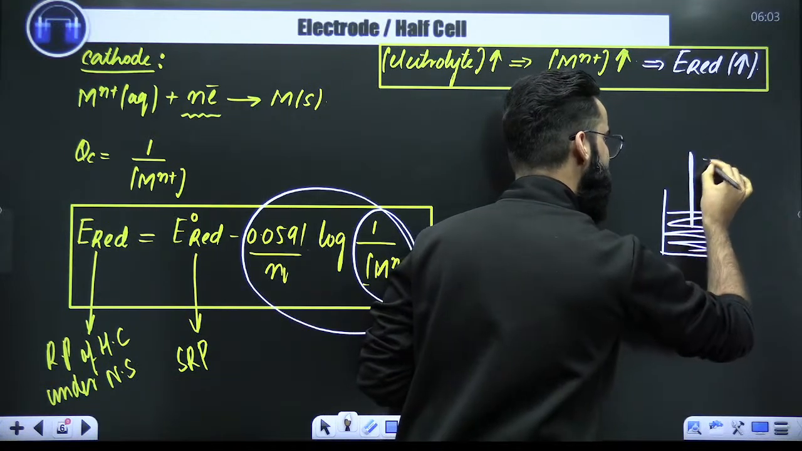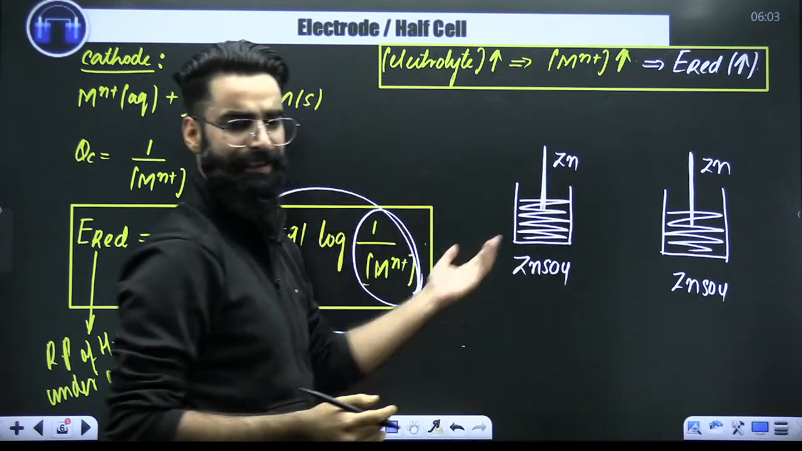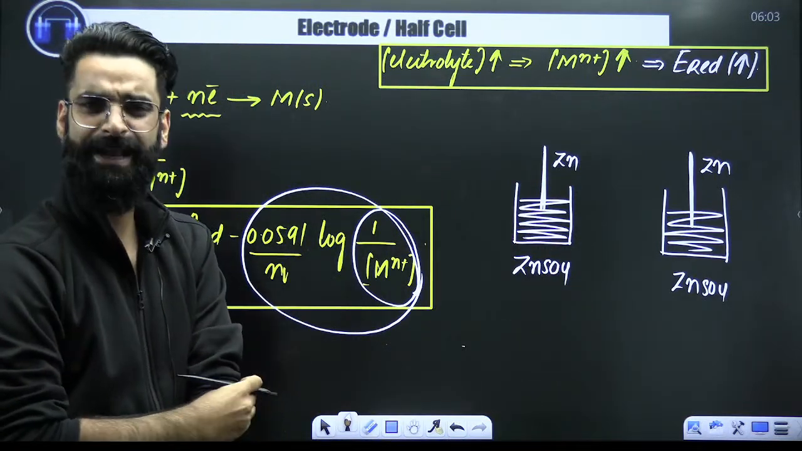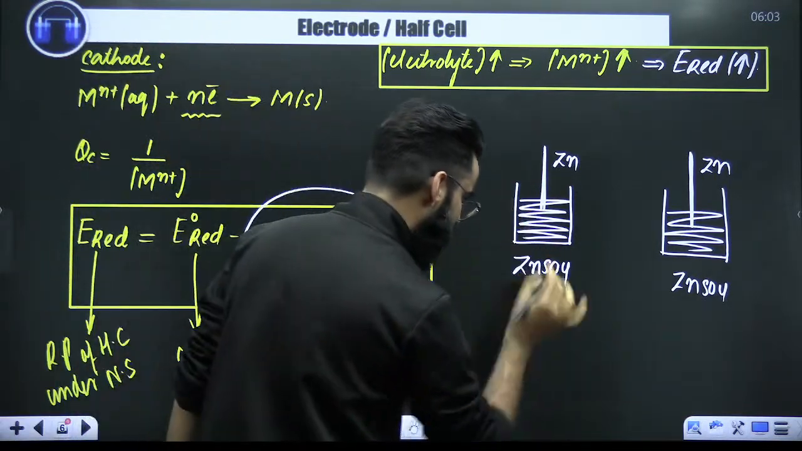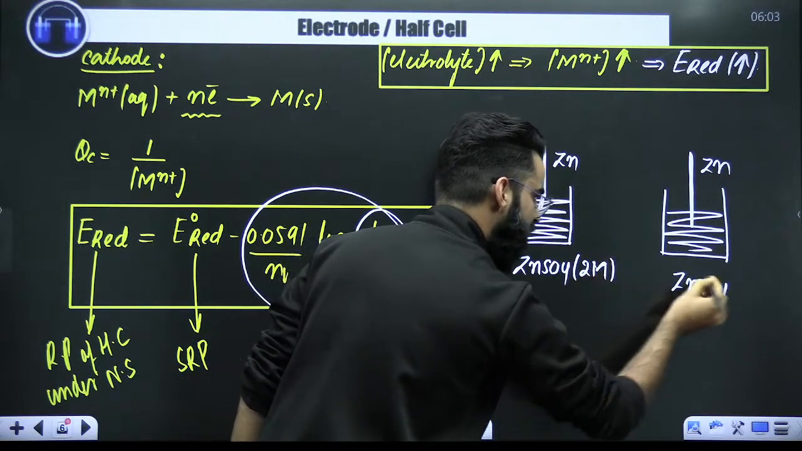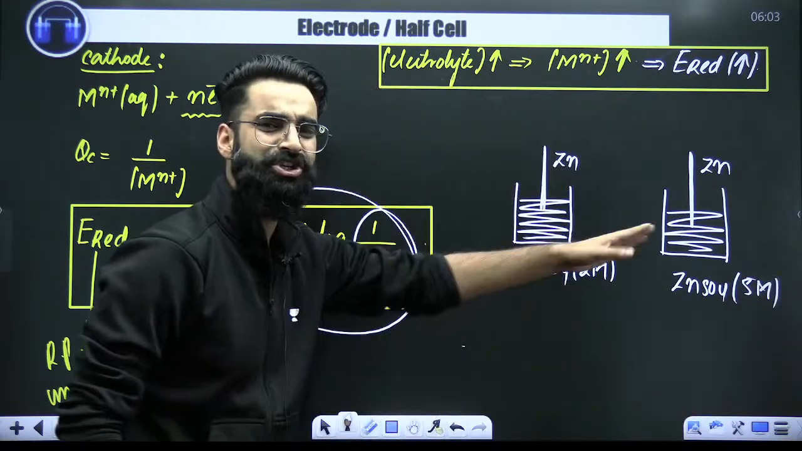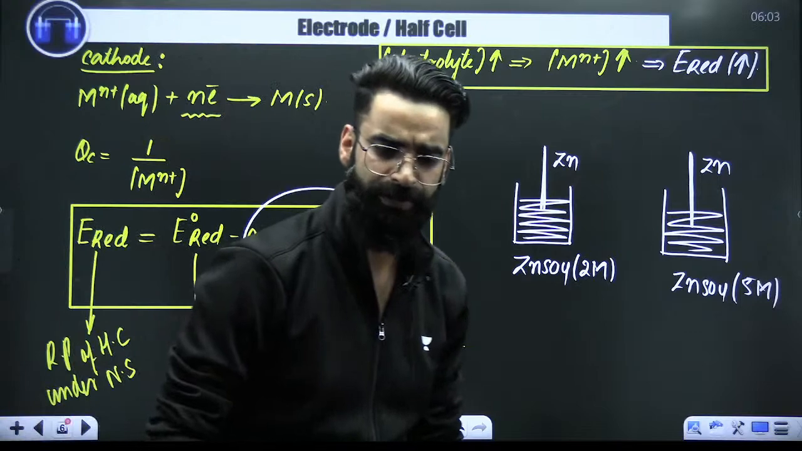This is your zinc rod, which is introduced into zinc sulfate, right? Electrodes are same. Both are zinc electrodes, right? Now tell me one thing. Imagine the concentration of zinc sulfate here is 2 molar and the concentration of zinc sulfate here I have kept as 5 molar. Will the reduction potential of both the electrodes be same or different?